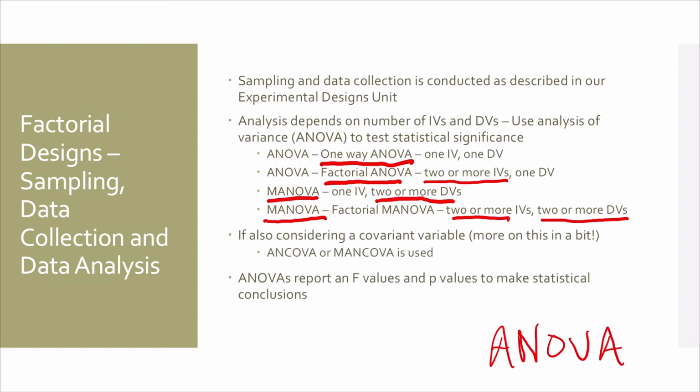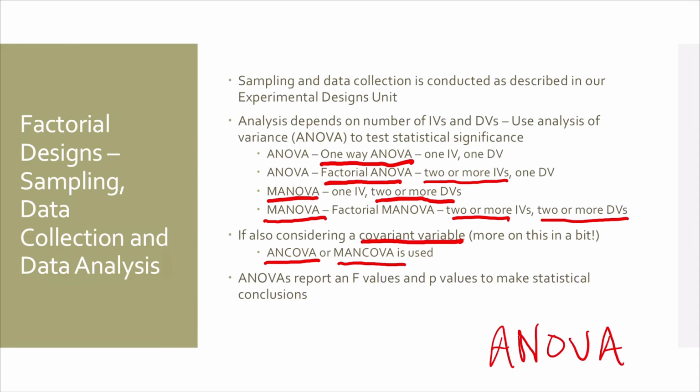So again, I don't care that you know these differences. You're not going to be quizzed on this, but just understand that a MANOVA is used when there's more than one dependent variable, and ANOVA is used when there's one dependent variable, and then a factorial ANOVA or MANOVA is used when we have 2 or more independent variables. If we use a covariate, if we're examining or controlling for a factor like body weight, then an ANCOVA or a MANCOVA is used. So just don't be confused about those different terms when you see them in the literature.